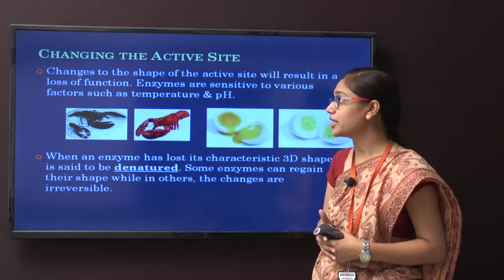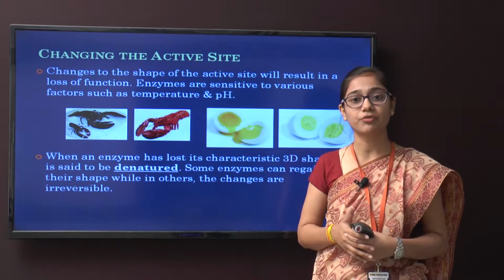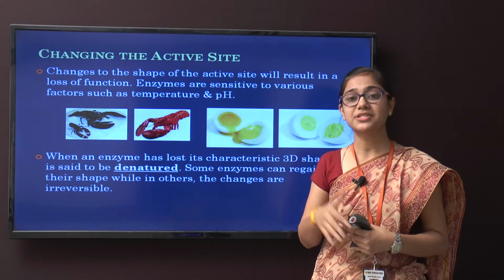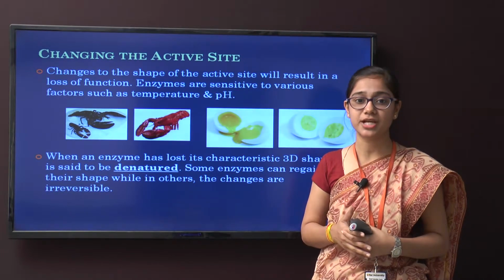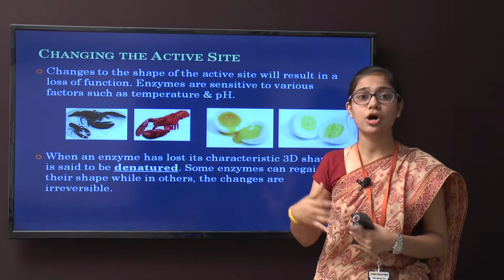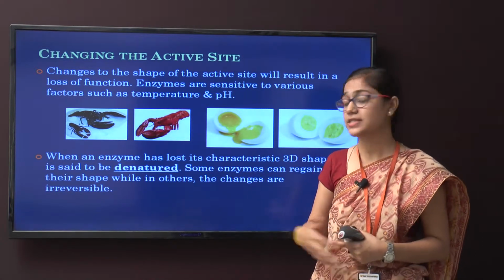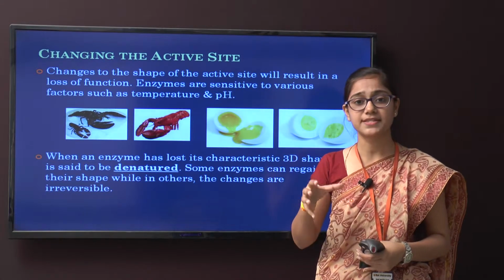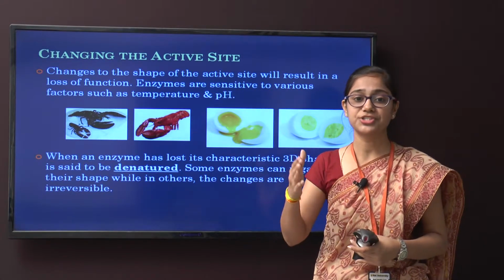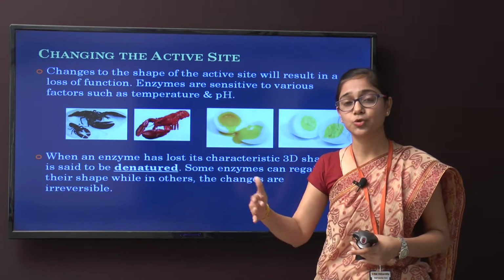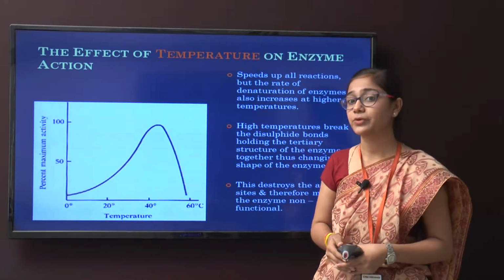Changing the shape of the active site will result in the loss of function. That means denaturation of the enzymes, and it also happens when higher temperature or higher pH is provided. You can see denaturation of the enzymes occurs, and enzymes are proteins, so denaturation of the protein occurs, and they lose their functions.